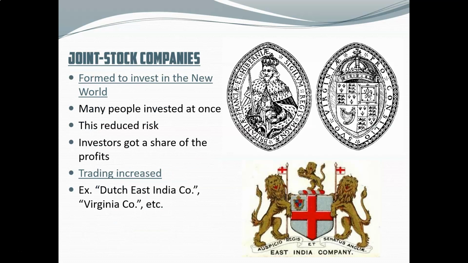Now, many groups of people try to form what we call a joint stock company, and we talked a little bit about that with the Jamestown settlement and the Virginia Company. They were formed to invest in the New World, and many people would invest at one time in order to reduce the risk. Investors got a share of this profit, and then the trading would increase.